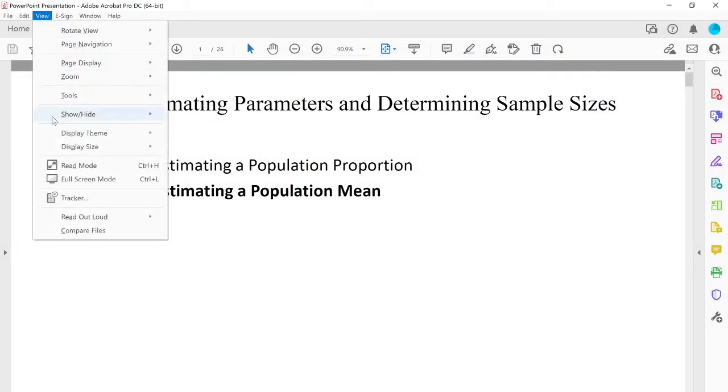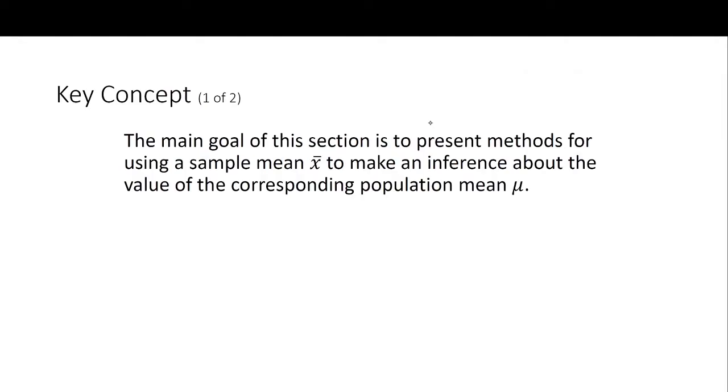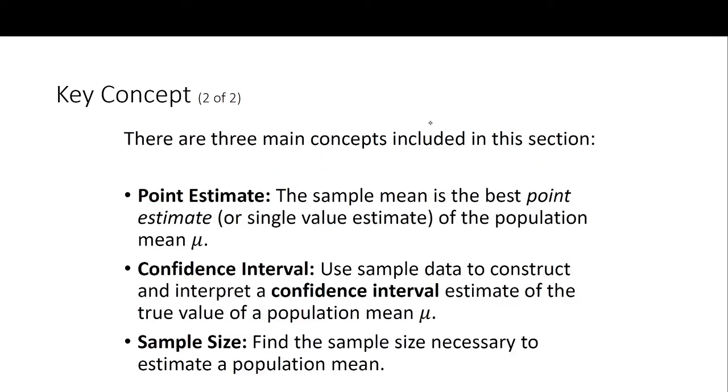Okay, so this is our next section in this chapter, estimating parameters and determining sample sizes. In the previous section, we estimated using population proportion or sample proportion. In this section, we estimate using the mean. So the goal is to use the sample mean to estimate the population mean. This section is very similar to the previous section.